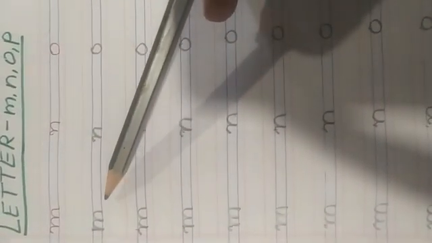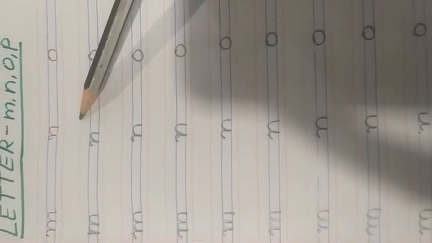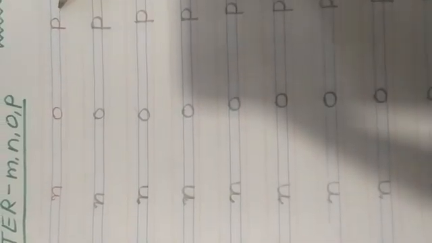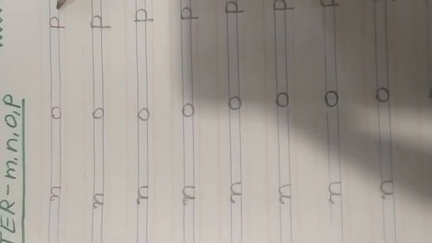Letter M. Letter N. Letter O. Letter P. M for mango and M for monkey. N for nest and N for news, O for owl and O for orange, P for parrot and P for pumpkin.